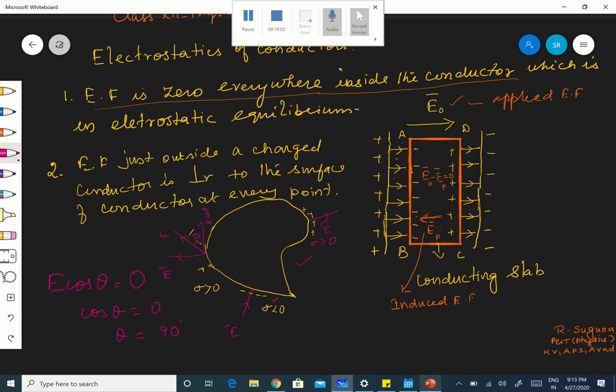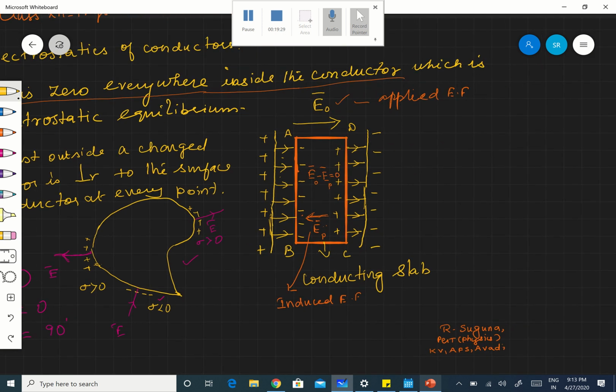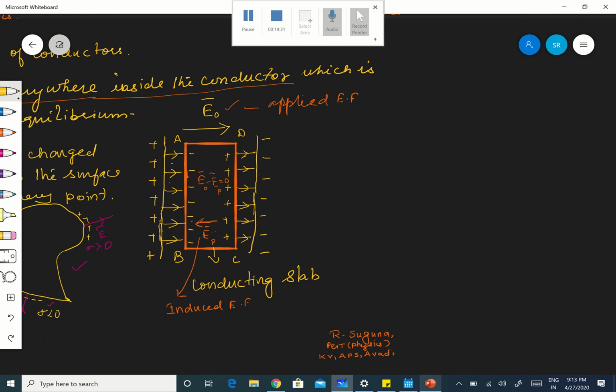That is why, let me now once again rub this one. Electric field will always be normal, either outward normal or inward normal, on a charged conductor. Therefore this is a very important point. Then let us go to the third point.